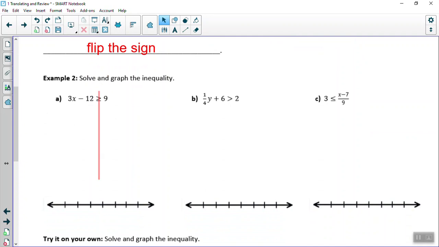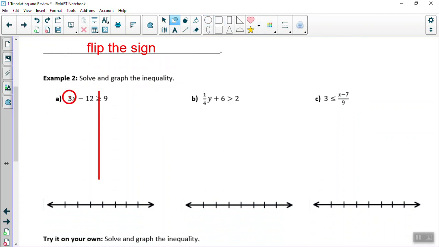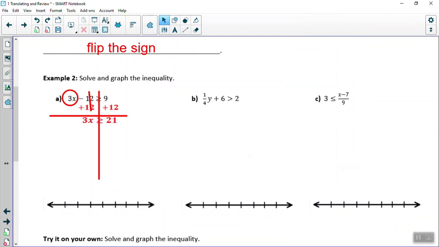All right, so first thing I always do is I draw my line. Here's my variable term. That's the one I need to isolate, get by itself. In order to do that, I need to get rid of this minus 12. So I'm going to add 12 to both sides. When I do that, it gives me 3x is greater than or equal to 21. Next, I want to split the 3 from the x, so I'm going to divide both sides by 3. That cancels those 3's out, and we are left with x is greater than or equal to 7.